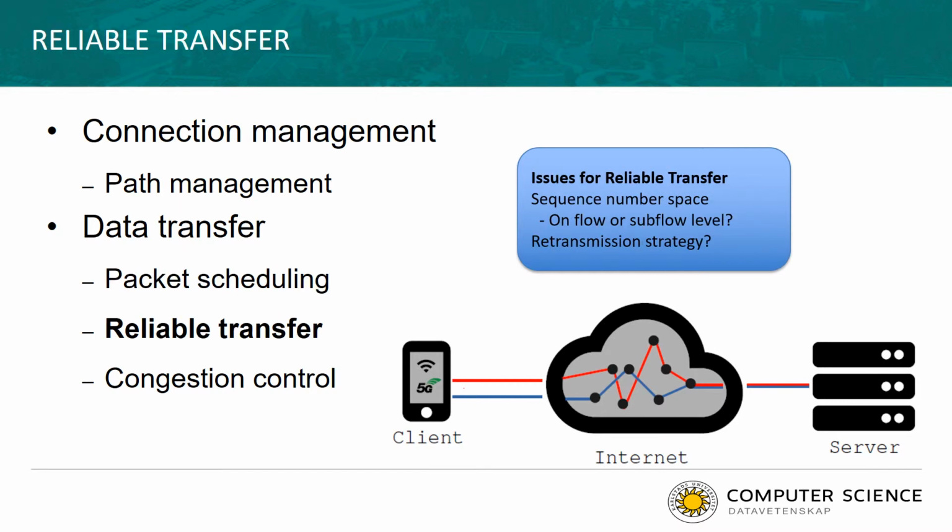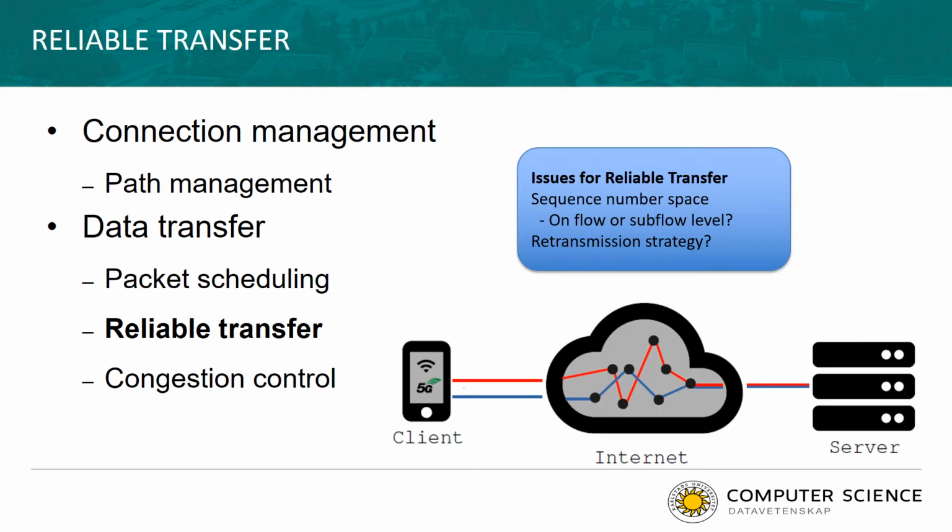If we next consider reliable transfer, the issue involved here is first how to identify the data segments that we send over our multipath communication. And here we have to consider how to organize the sequence number space. Do we have a single sequence number space only at the multipath protocol level, or do we have sequence numbers also for each of the individual subflows?